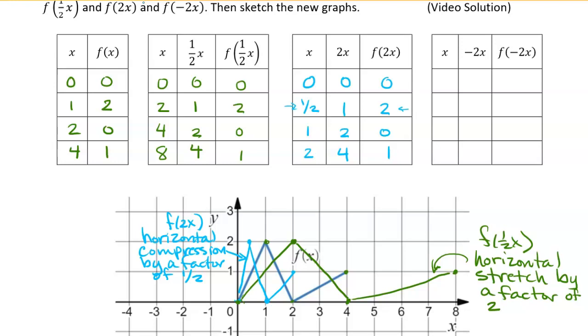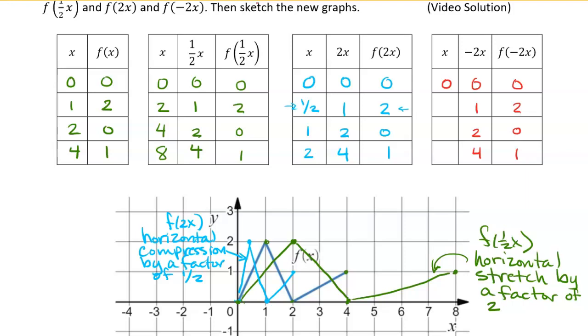All right, so the last one, we've got f of minus 2x. Okay, so let me change colors. And so again, I want the same inputs, but my input now is minus 2x. And those inputs will give the same outputs, 0, 2, 0, 1. So I'm just copying the x and f of x values from the original table. But now my input is negative 2x. So if the input is negative 2x and I want negative 2x to be 0, then x is 0.